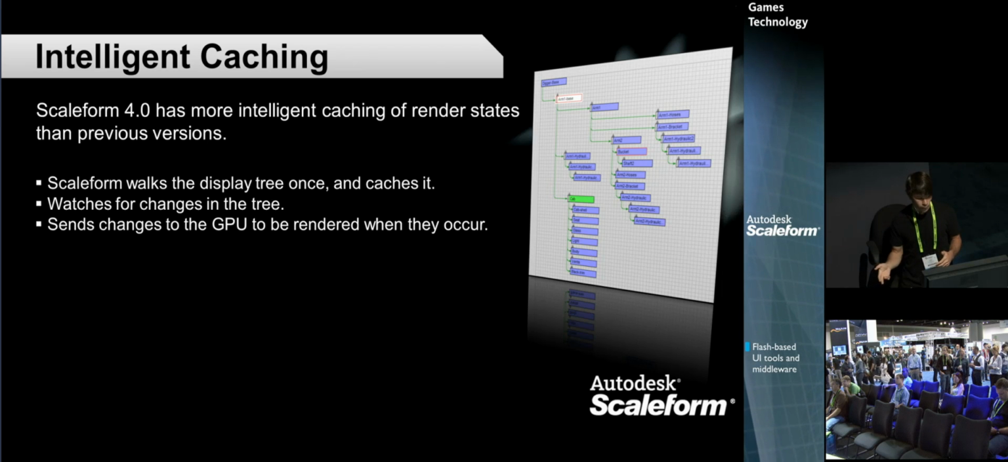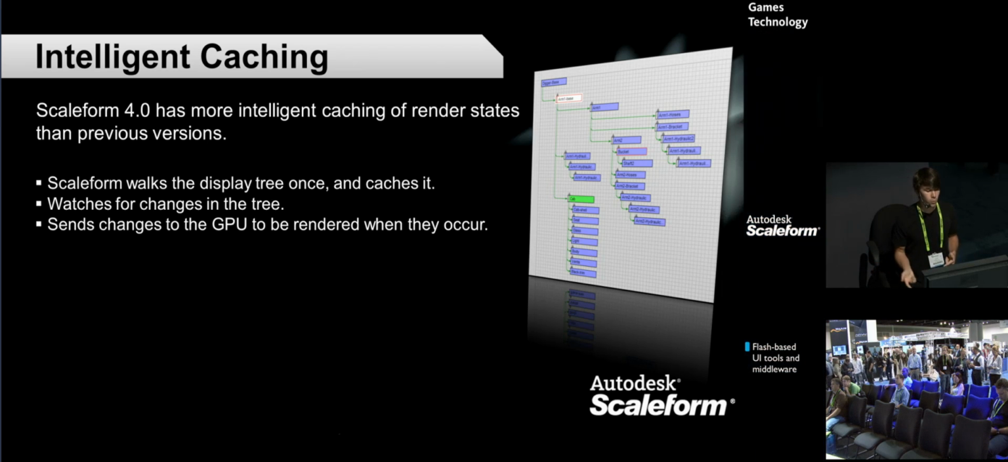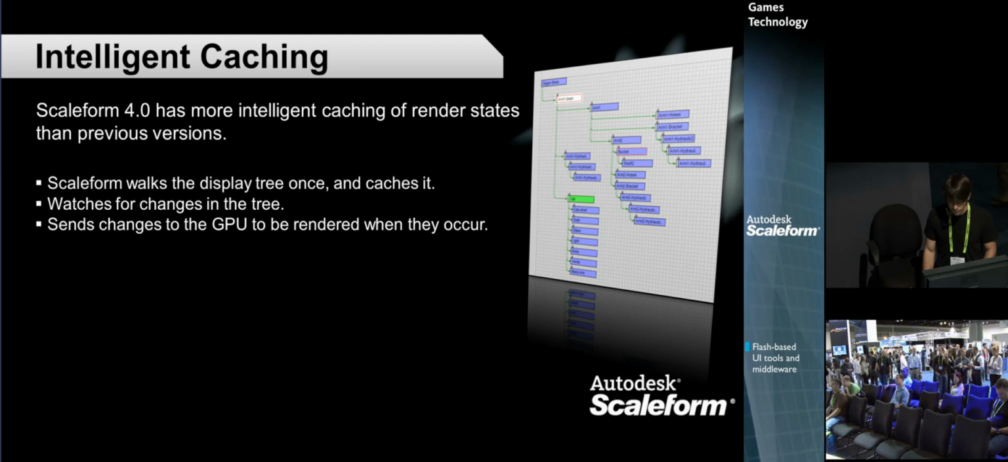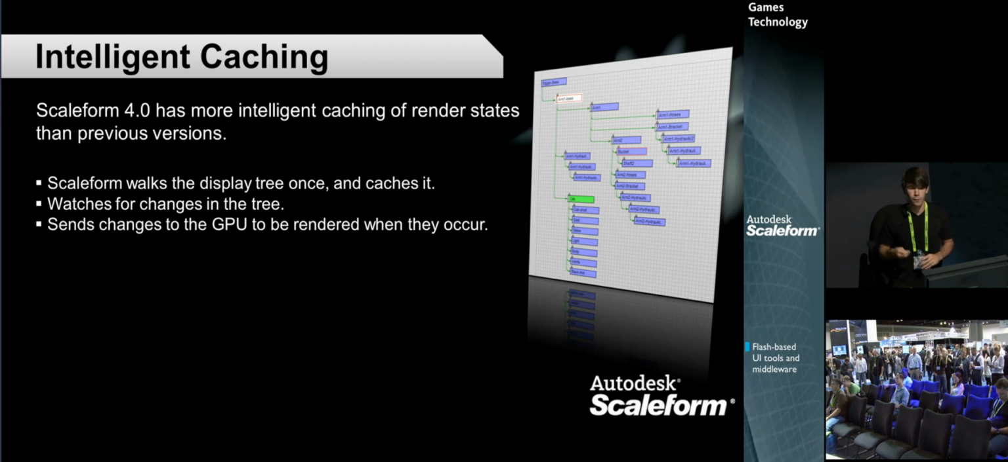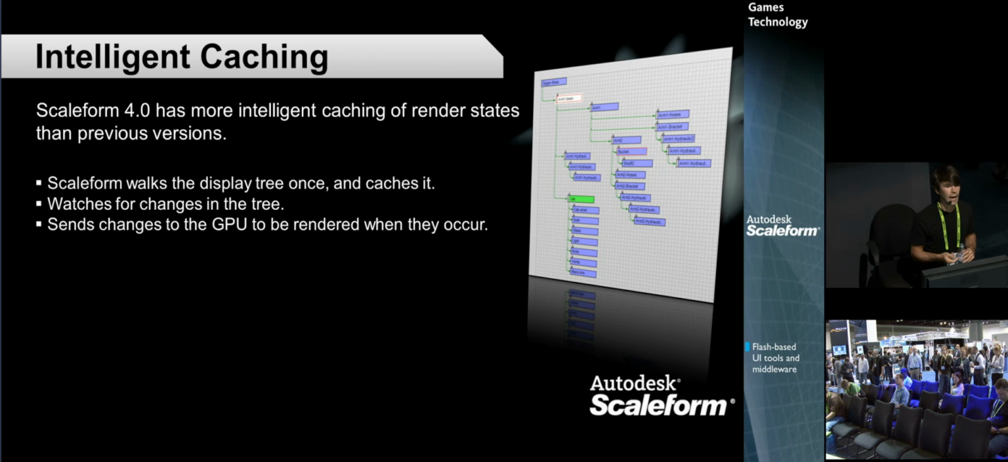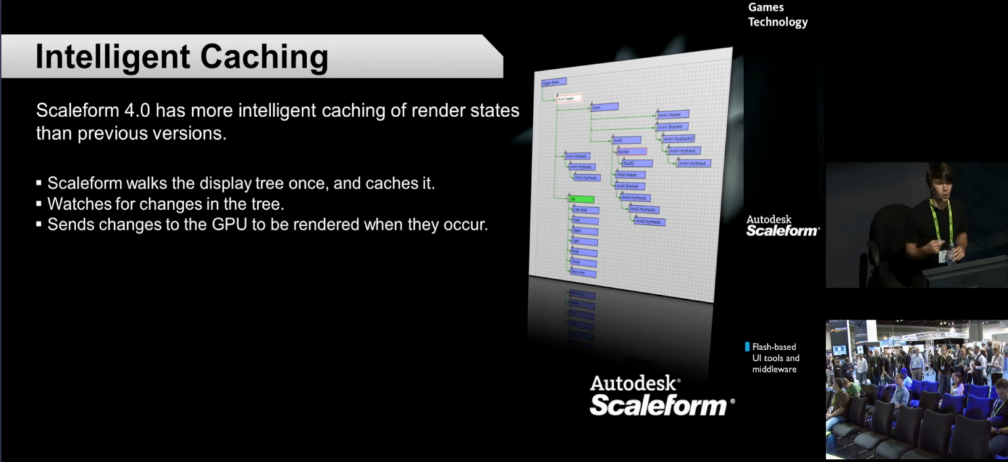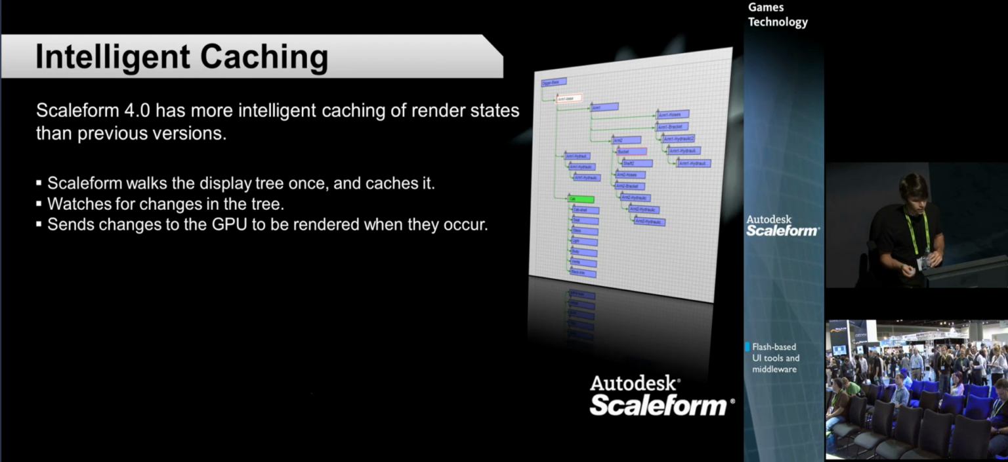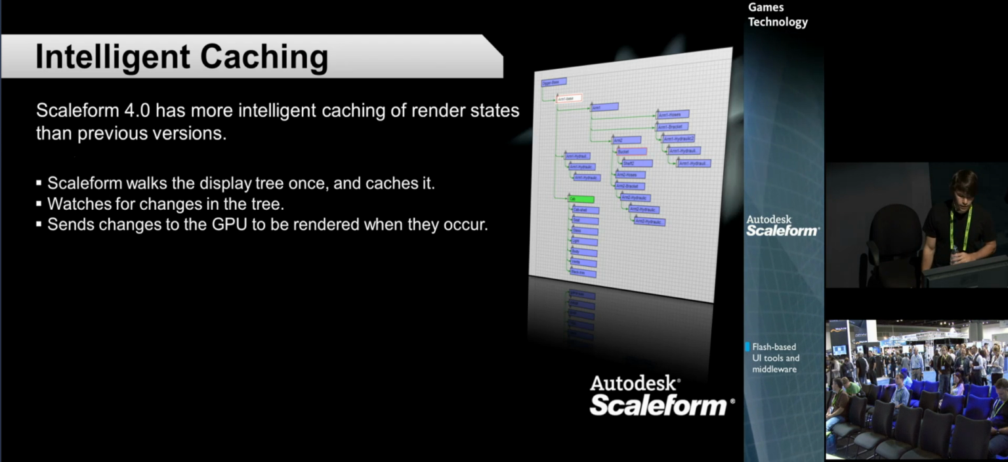So in Scaleform 4.0, the renderer actually walks the tree once, caches it to the CPU, and then sends it to the GPU to be rendered. From then on, rather than sending the full display tree every tick, we monitor changes in the display tree. And when a change occurs, we send that change and that change only over to be rendered. This will give you about a 20% performance improvement on existing content, as well as new content.